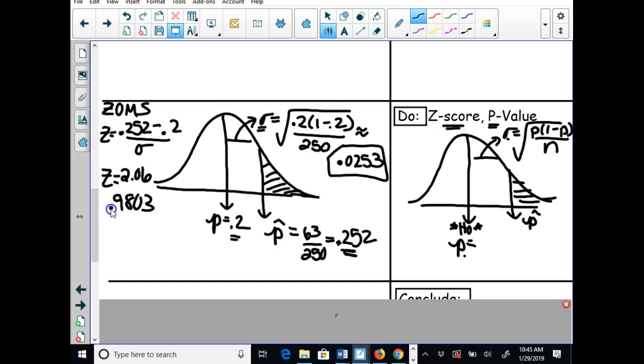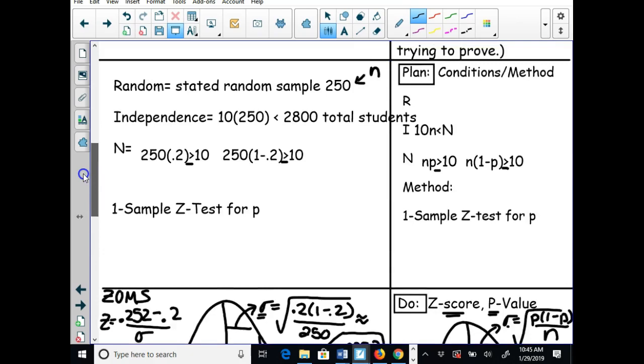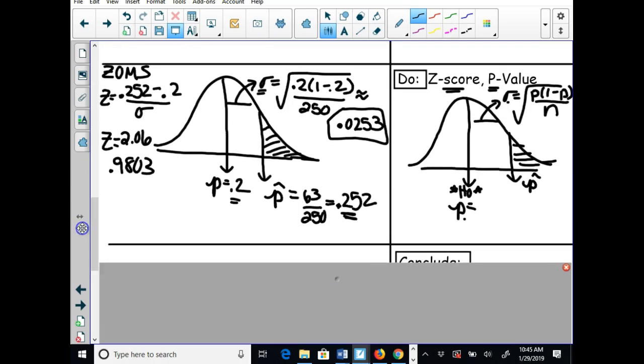And now because I shaded to the right, because we are dealing with a greater than problem, our alternative hypothesis is greater than. I'm going to do 1 minus 0.9803. And when I do 1 minus 0.9803, I get a p-value equal to 0.0197.